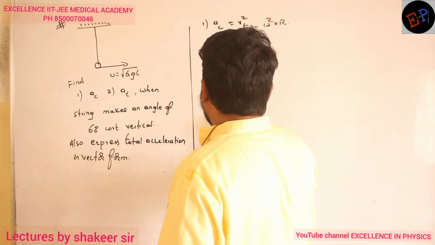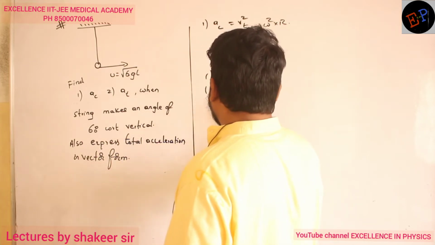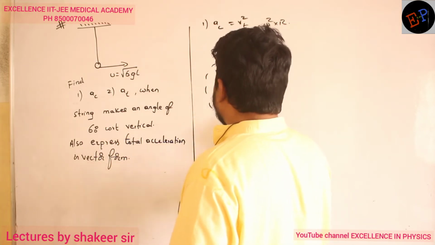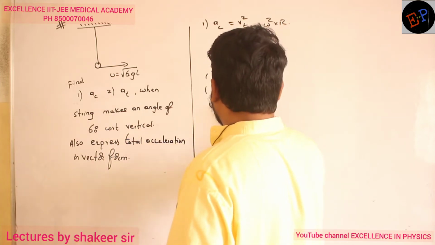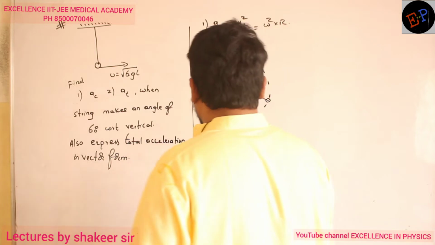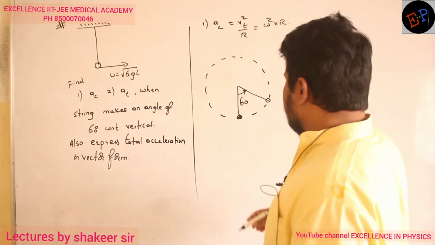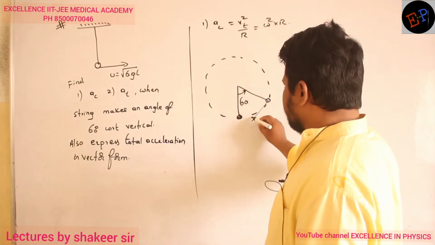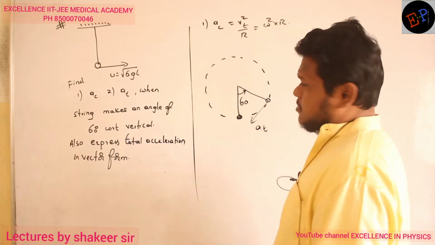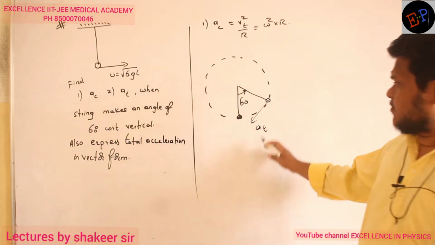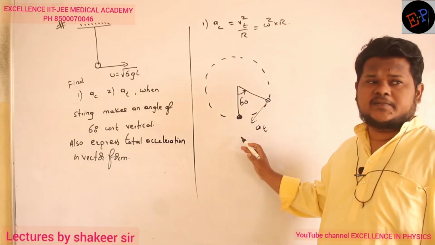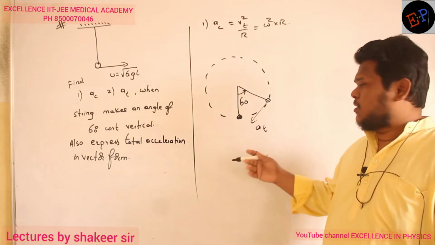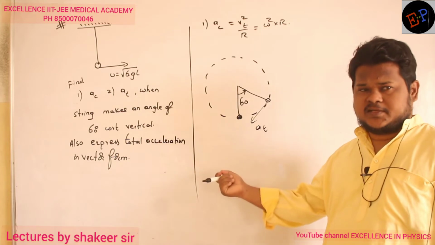Consider this is the circle in which this bob is moving. After covering an angle of 60 degrees, tangential acceleration will be in this direction. Why is this the direction of tangential acceleration? Because when the body is moving, its speed reduces. It means acceleration is in the opposite direction.